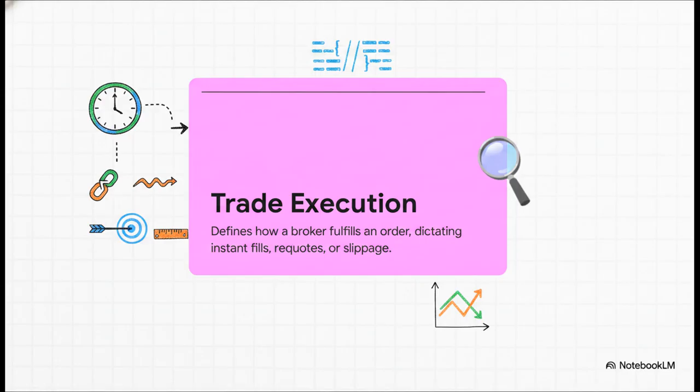And right alongside calculation modes, you need to grasp trade execution. This tells you exactly how a broker is going to fulfill an order. And knowing this is often the difference between a strategy that works and one that totally breaks. Your EA needs to know if it's dealing with instant execution, where it might face requotes, or market execution, where the trade is guaranteed but you might take some slippage. You've got to anticipate the broker's specific rules of engagement.